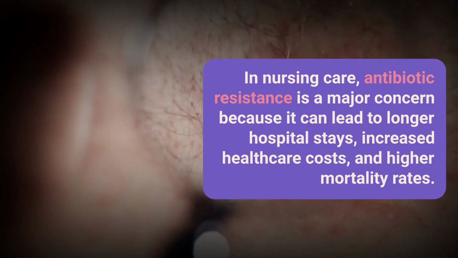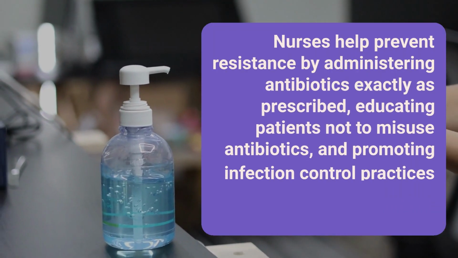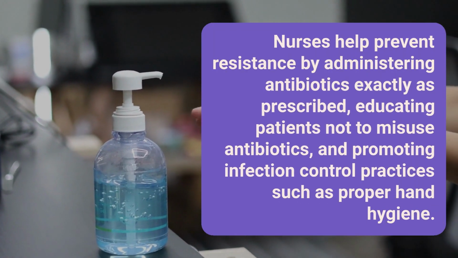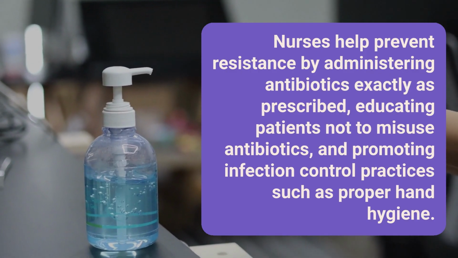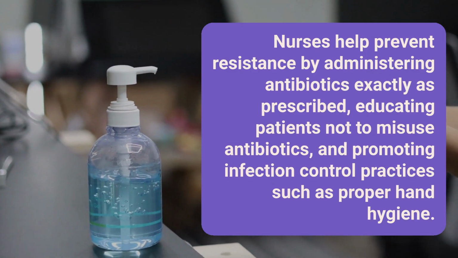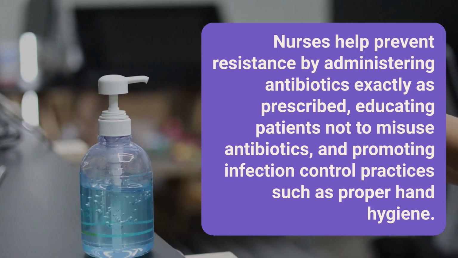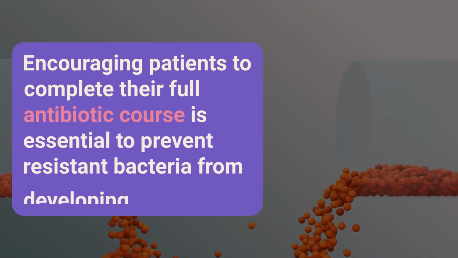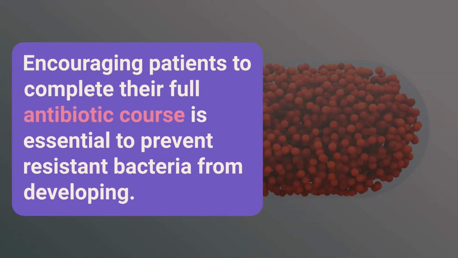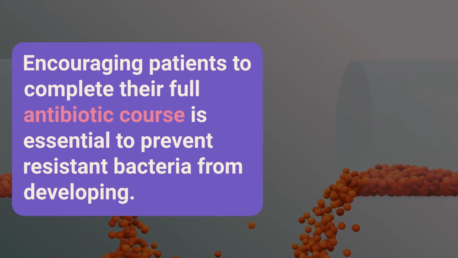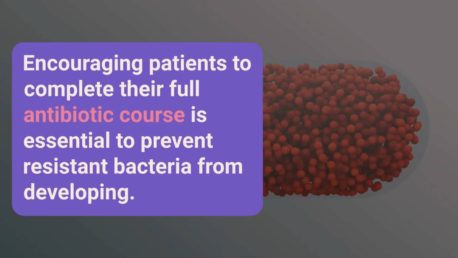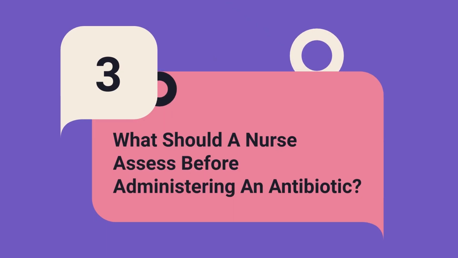and higher mortality rates. Nurses help prevent resistance by administering antibiotics exactly as prescribed, educating patients not to misuse antibiotics, and promoting infection control practices such as proper hand hygiene. Encouraging patients to complete their full antibiotic course is essential to prevent resistant bacteria from developing. 3. What should a nurse assess before administering an antibiotic?